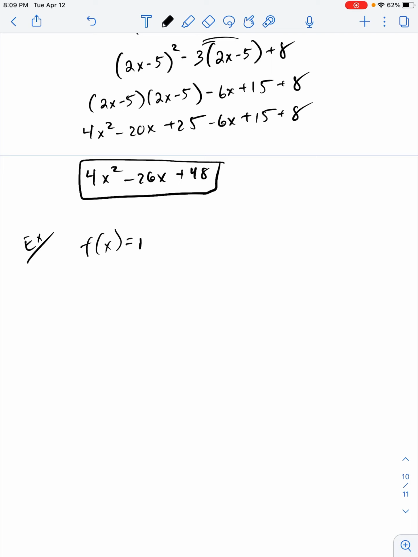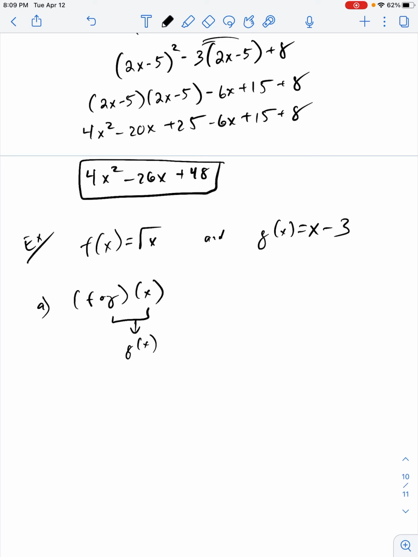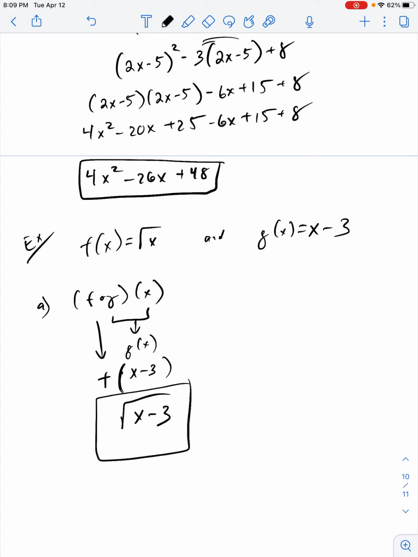Maybe one last example here. Work with two new functions. Let's just say f of x equals square root of x, and g of x equals x minus 3. Let's find f circle g of x. Once again, this is our g of x. This is what we're doing first, which is just x minus 3. And we'll plug that entire thing into our f function, which is the square root of, we replace that whole thing, so it's just x minus 3. And it doesn't look like we can do a whole lot more. So that's our answer.